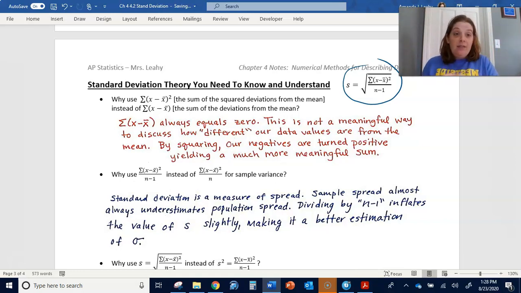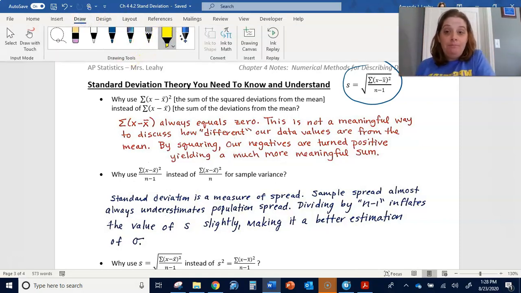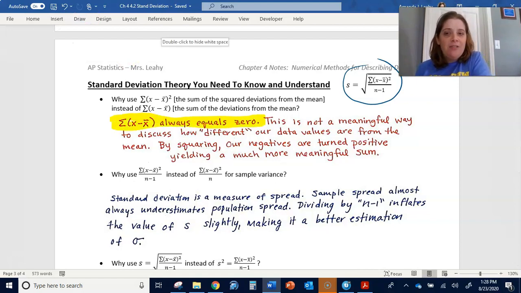It's because your differences between every data value and the mean always add up to 0, every single time. So if every data set has the same sum of 0, this is not a good way of distinguishing between them. It doesn't give us a meaningful difference or a meaningful average distance. So when you square those values, the negatives turn positive and you yield a much more meaningful sum. You're really dealing more with difference as a distance now instead of difference as a raw value, which is always going to be 0.